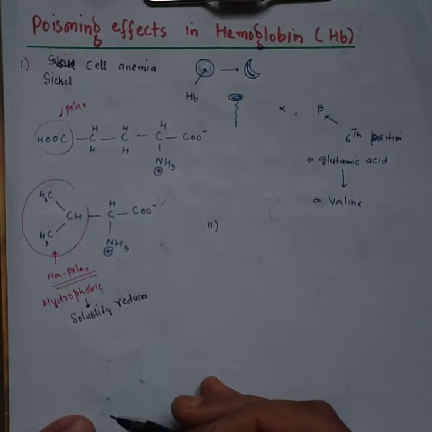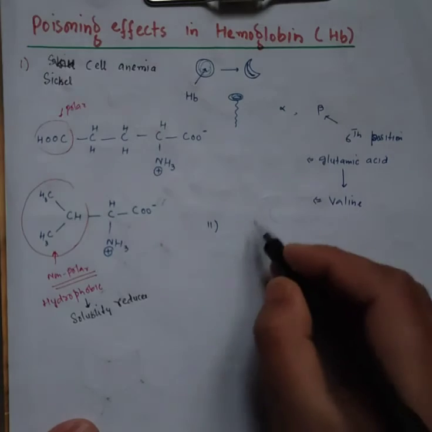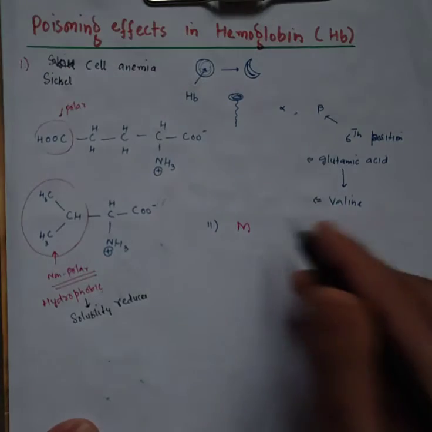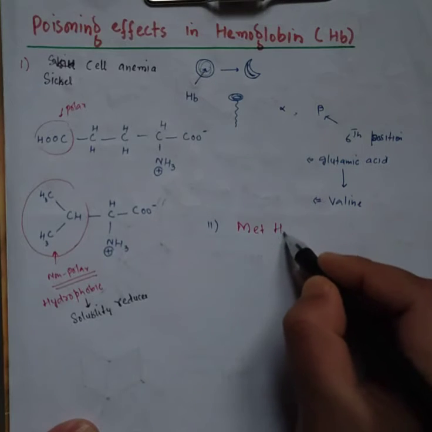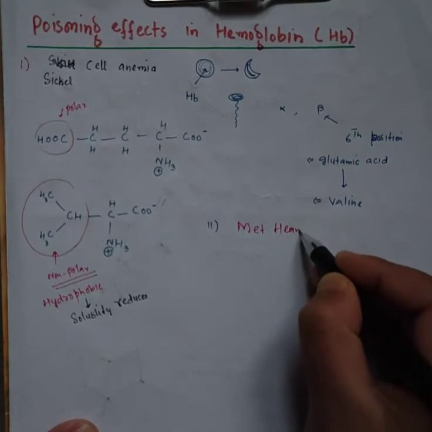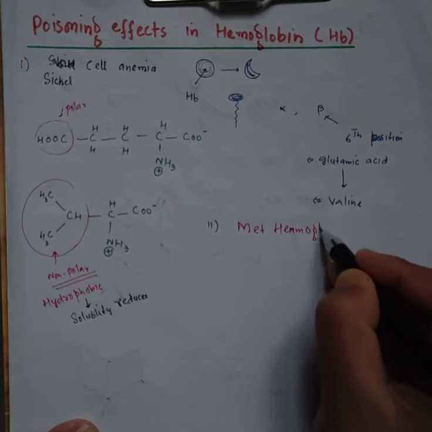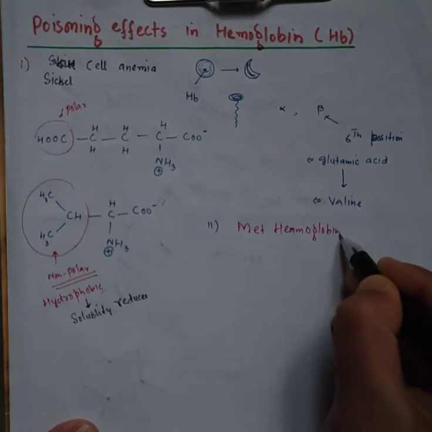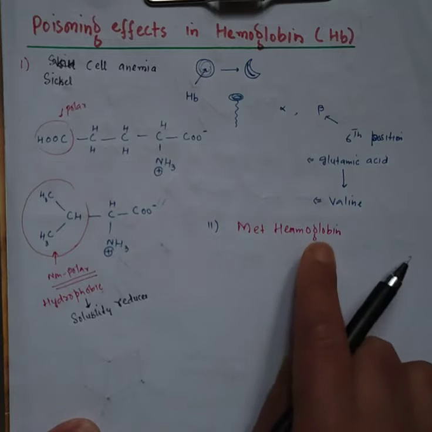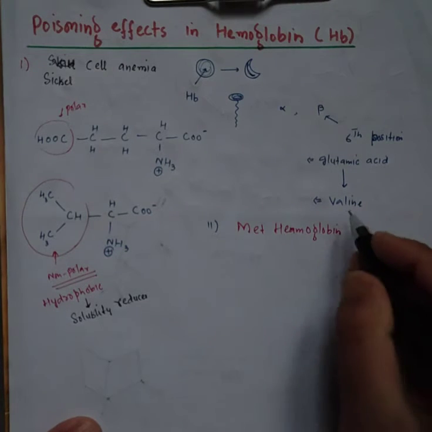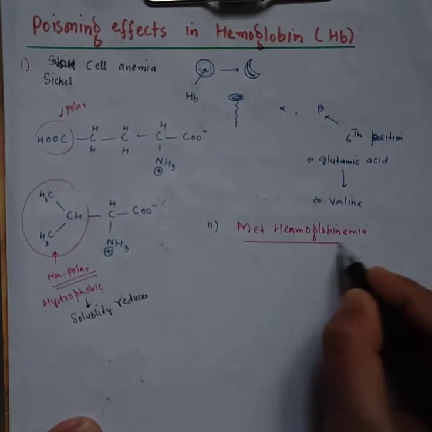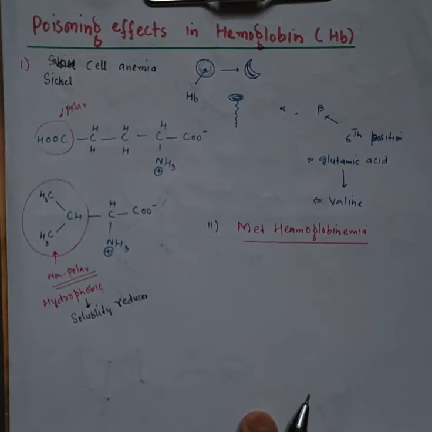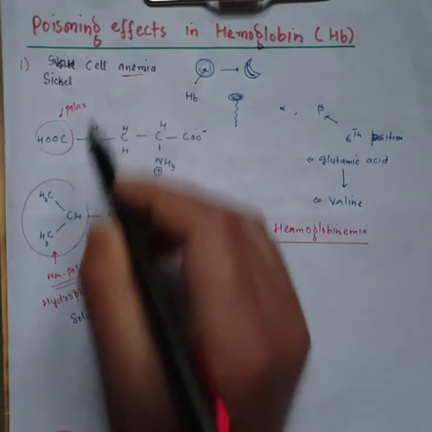इसके बारे में थोड़ा सा बात करेंगे, ये भी बहुत इंपॉर्टेंट है. This is methemoglobin. It's actually methemoglobinemia. जो डिजीज का नाम जो है, जो पॉइजनिंग इफेक्ट जो है, that is methemoglobinemia. Like this, it was anemia, sickle cell anemia.